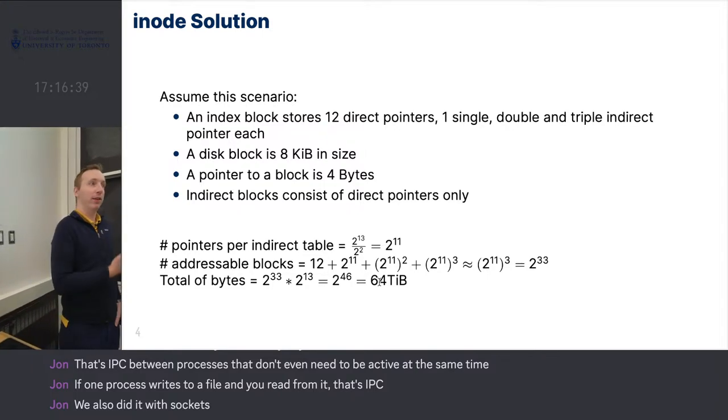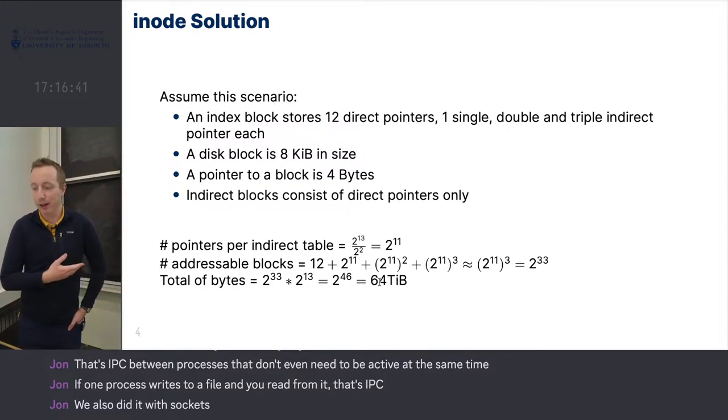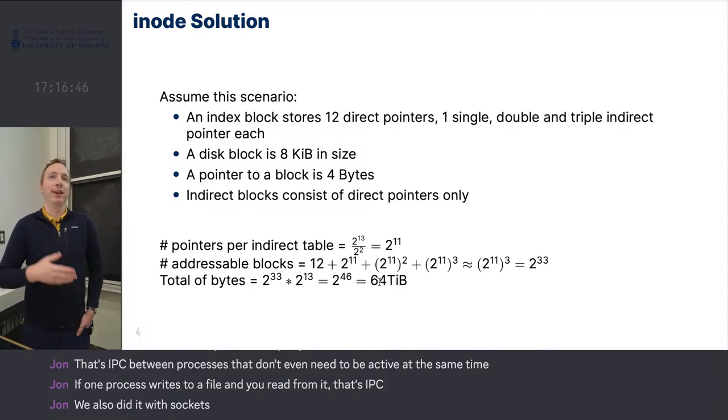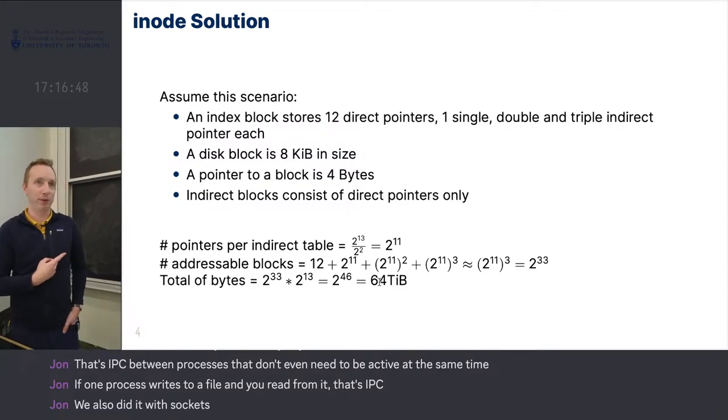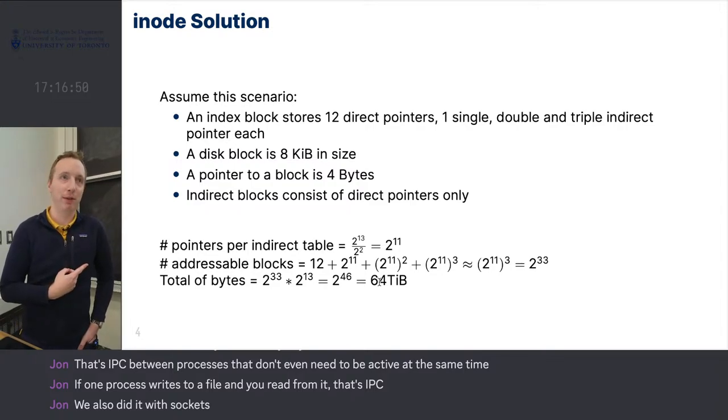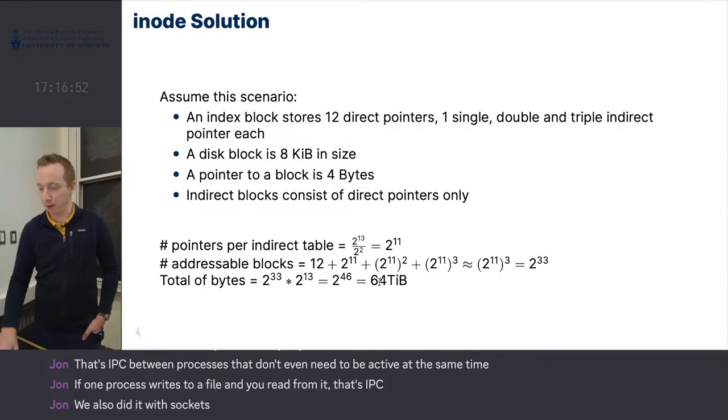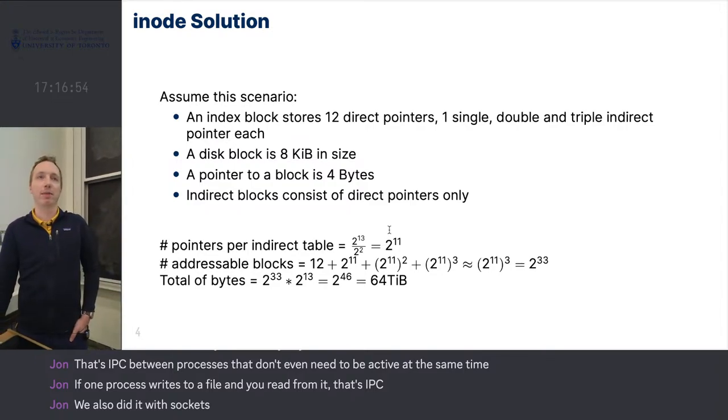So this is our current inode. Your maximum file size is likely something like 64 terabytes. Past that, we have to change this structure. But for now, this should keep us good for, you know, another 5 years or something like that.